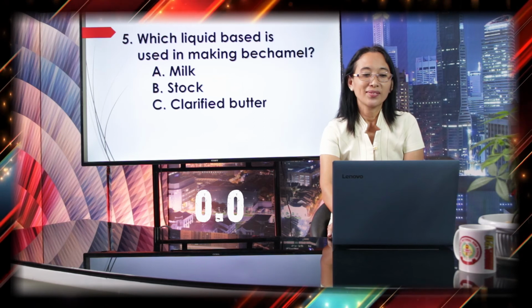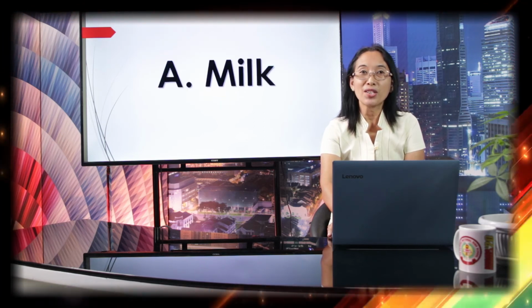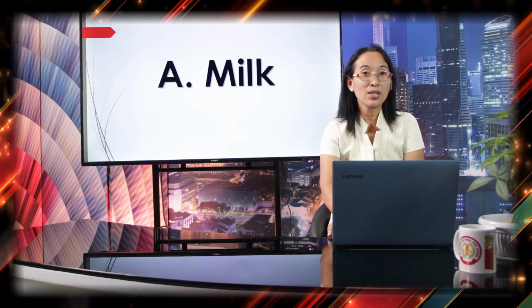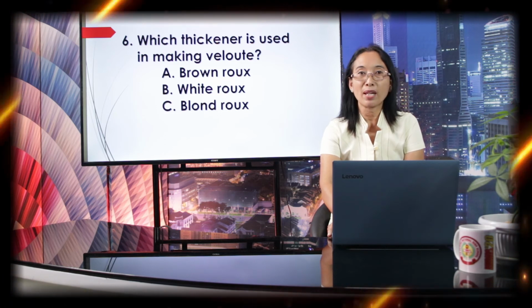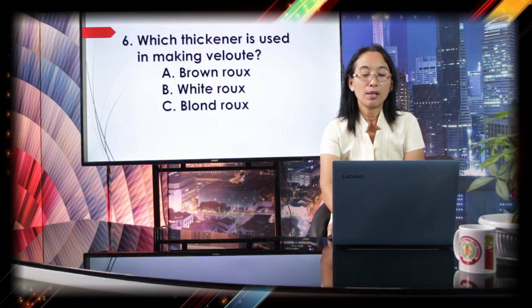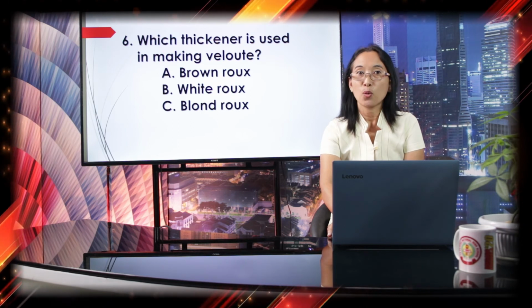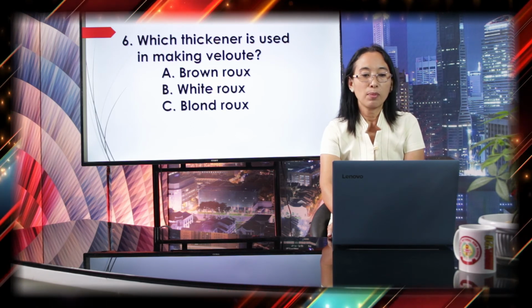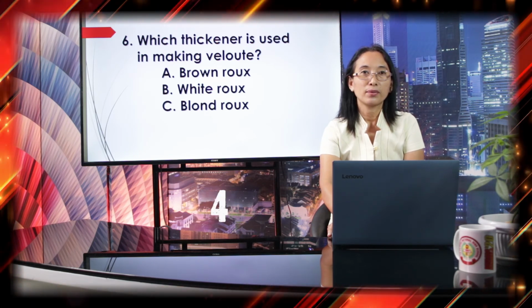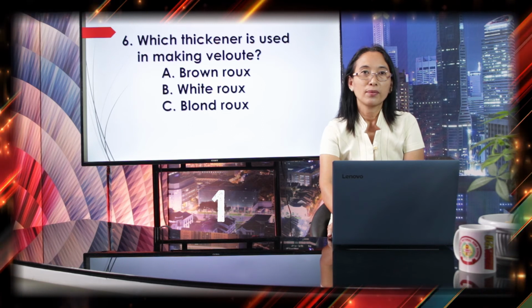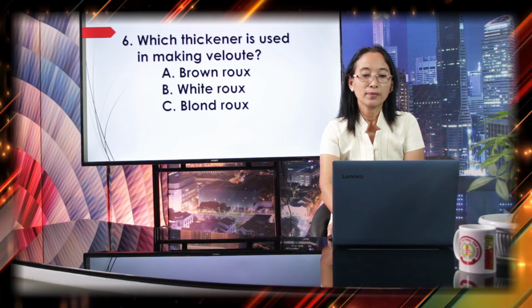Time is up. If your answer is A. Milk, then you are correct. Question number 6. Which thickener is used in making veloute? A. Brown roux. B. White roux. C. Blonde roux. Time's up. If your answer is C. Blonde roux, then you are correct.